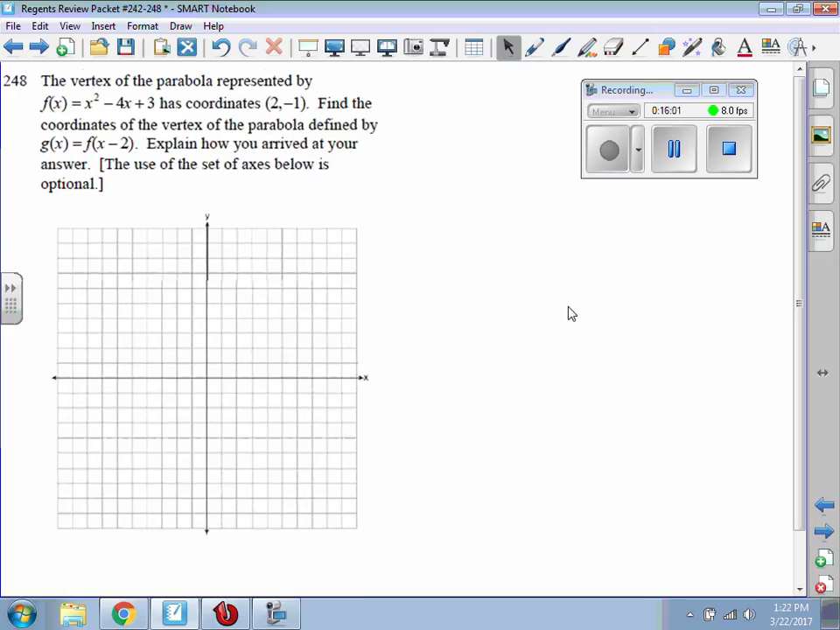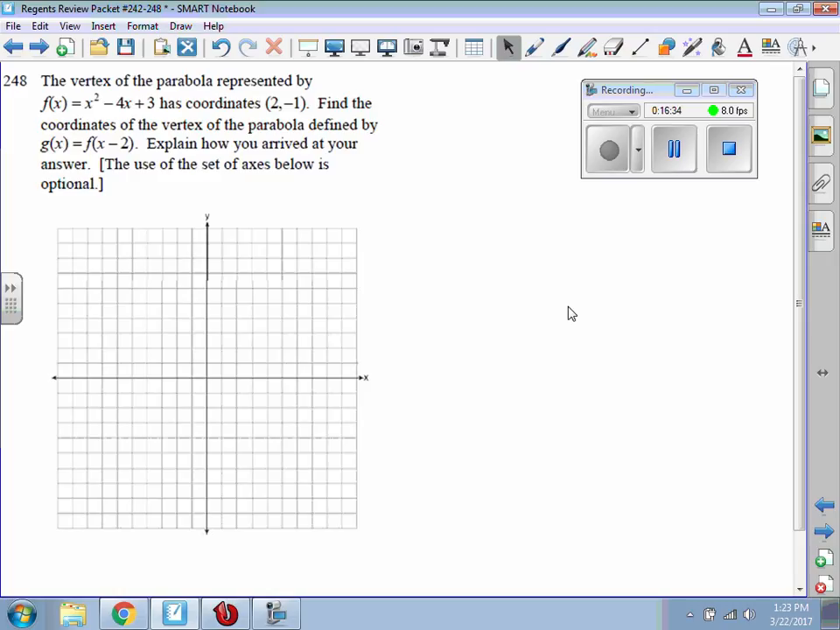It says the vertex of a parabola represented by f of x as x squared minus 4x plus 3 has coordinates of 2, -1. So that 2, -1 is the vertex. Find the coordinates of the vertex of the parabola defined by g of x equals f of x minus 2. Explain how you arrived at your answer. The use of the set of axes below is optional. So they're saying, hey, you could figure out the answer with some sort of graphing, but you're not required to graph to figure out the answer.